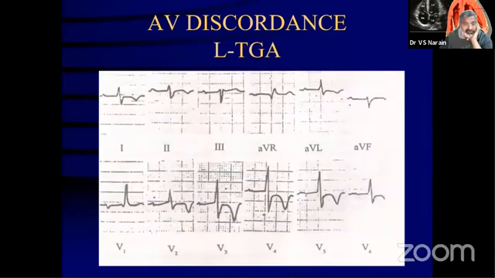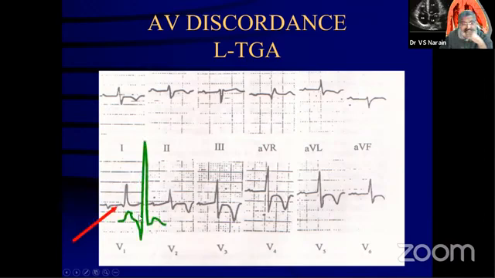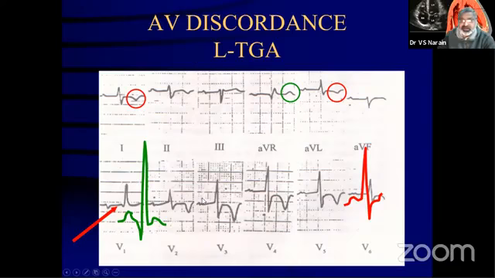Then you have ventricular discordance. When we talk of ventricular discordance, you have to look at the Q waves. Here you have a Q wave present in V1, and here you have an absence of Q in V6. These are the two features of ventricular inversion. In addition, you will get an upright T in AVR, an inverted T in lead 1, and AVL. So these are the features of ventricular inversion.